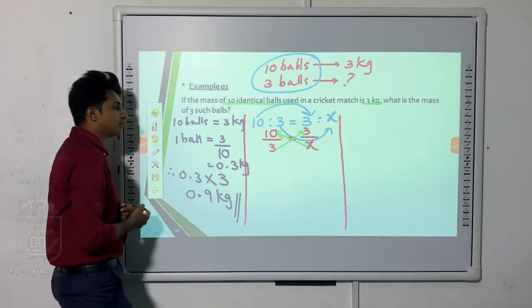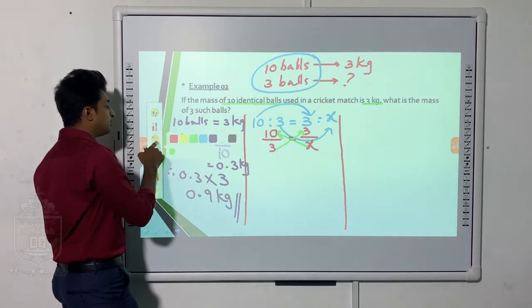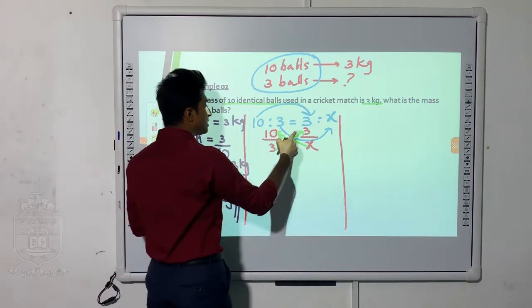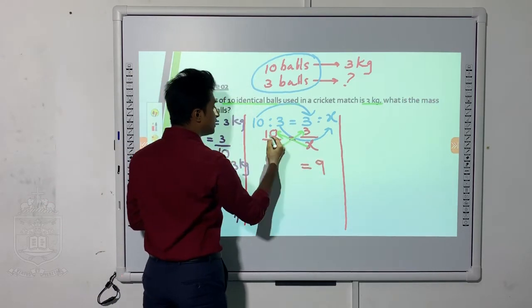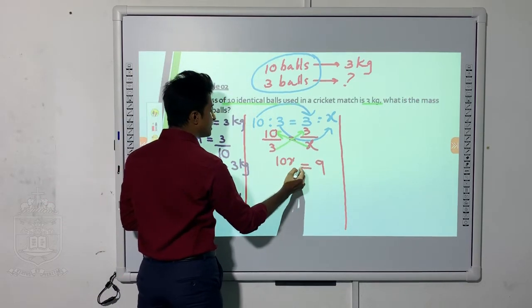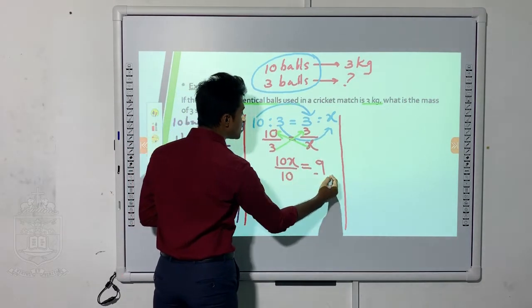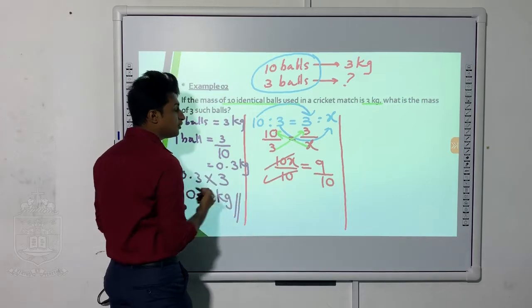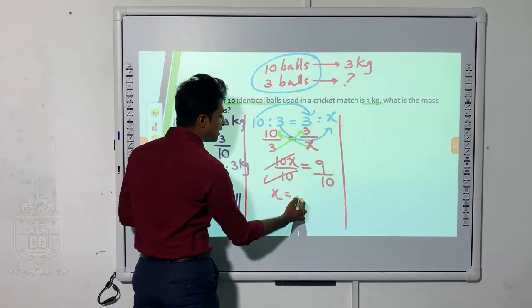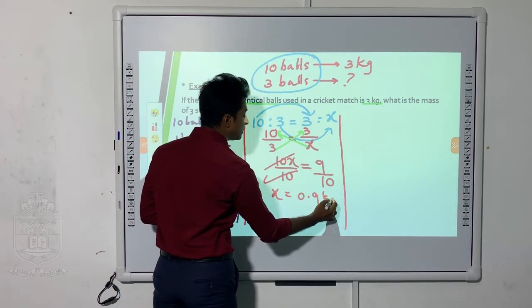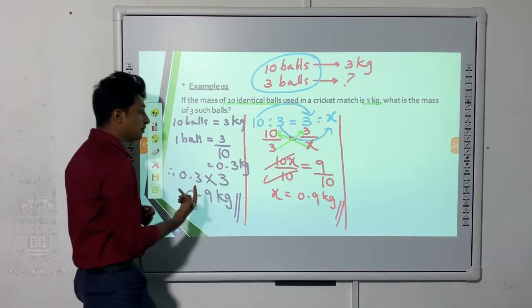You can cross multiply, then when you cross multiply, you will get 3 times 3, you will get 9, 10 times x, you will get 10x. Now you can divide both the sides by 10, then 10 will cancel, then x will be equal to 0.9 kg. Still you will get the same answer.